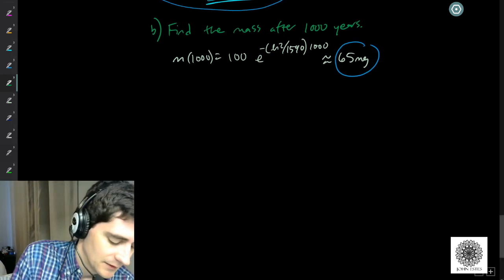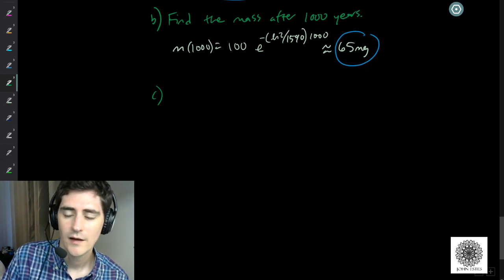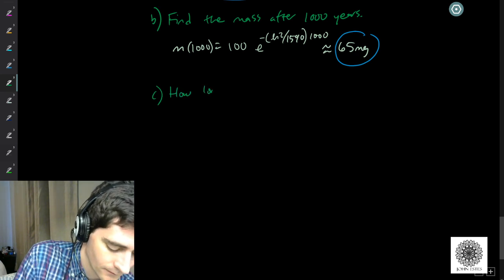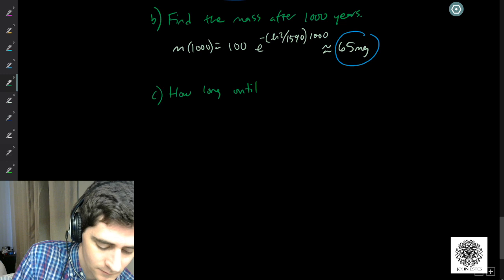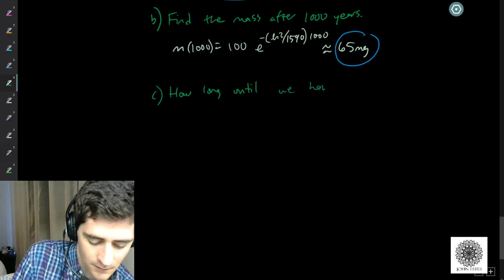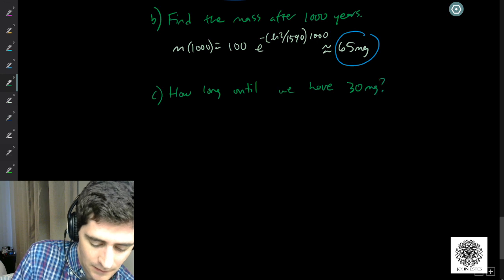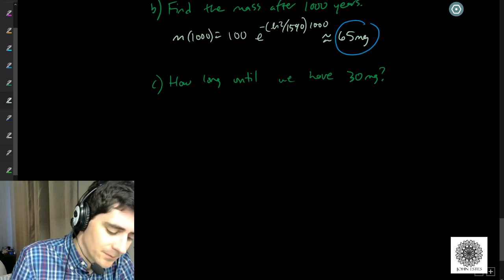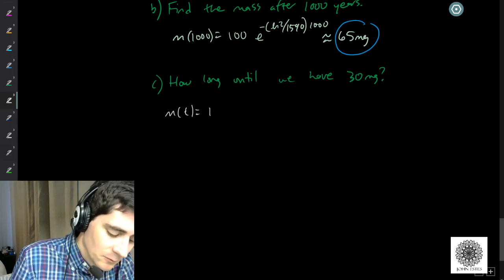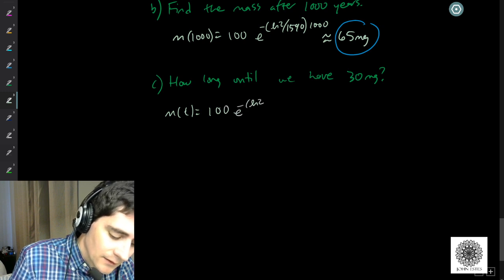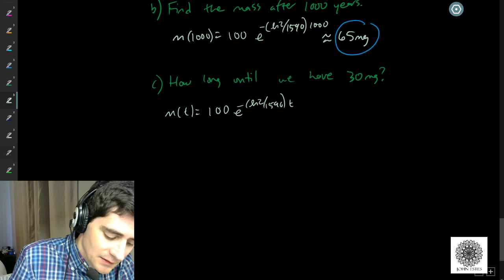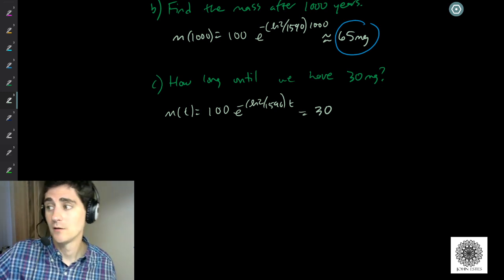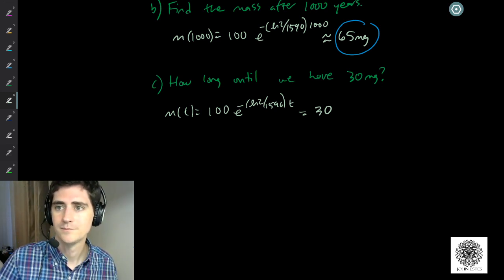Please practice doing that in the calculator because it's very easy to miss that. Now in part C, what does it ask for? How long will it take to get this down to 30 milligrams? So this time we're trying to solve the equation M(t) equals 100 e to the negative ln 2 over 1590 t, where t is the value we don't know, equals 30. We're going to have to apply a logarithm here to solve this equation.